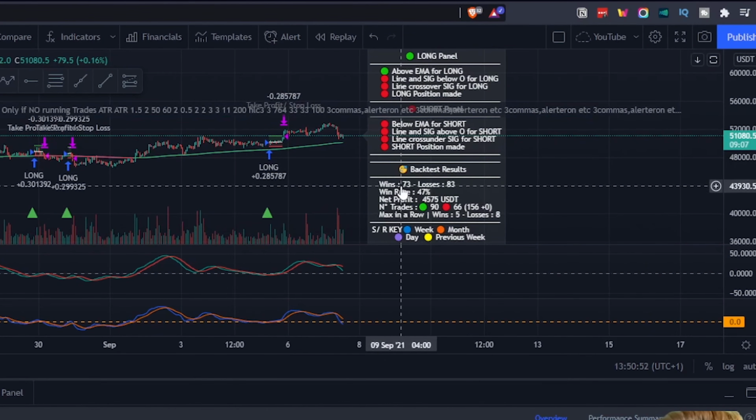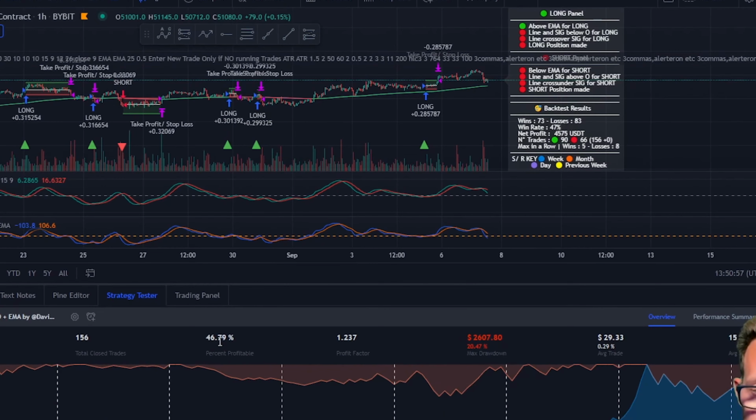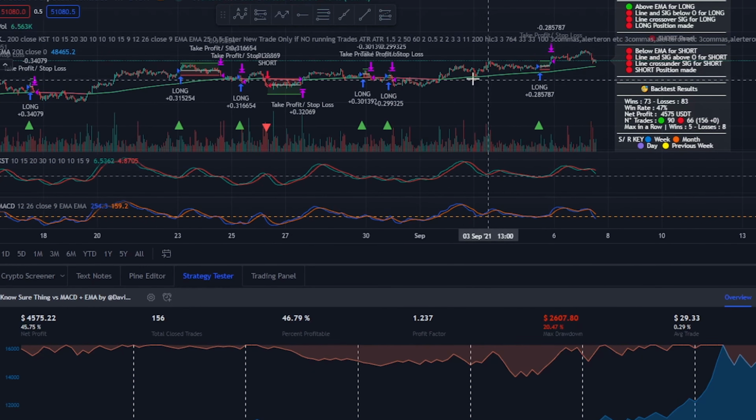Okay, we would have had 73 wins and 83 losses, which gives us a 46.79% win rate on 156 trades. We did 90 longs and 60 shorts, 5 wins in a row and 8 losses, giving us a net profit of 45.75%, which is quite respectable. It's not bad at all. So that is the KST.